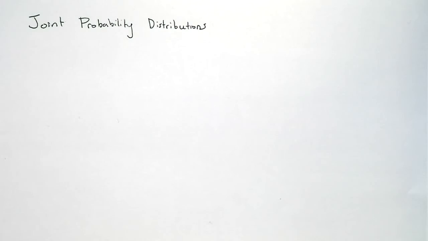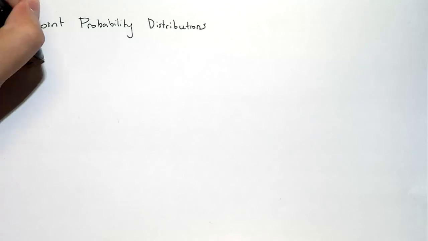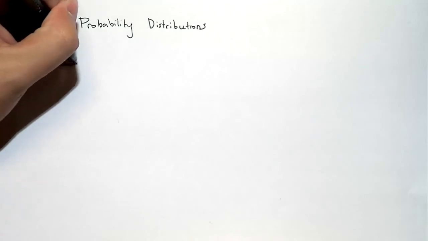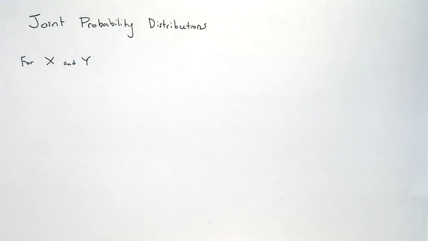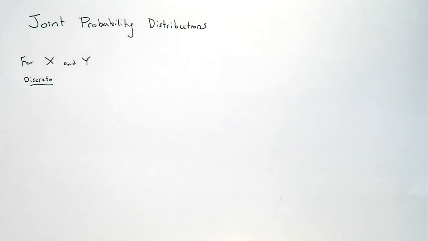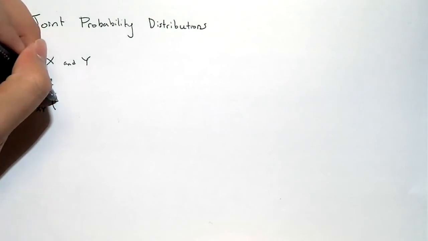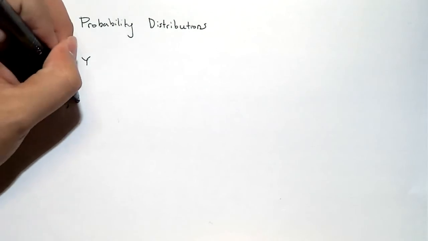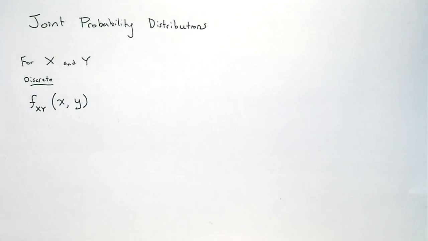For discrete random variables, so I used to use x a lot, now let's use x and y. So for x and y being discrete random variables, then my joint probability mass function can be written as f of x and y. And of course, it needs to be evaluated at some value little x and some value little y.